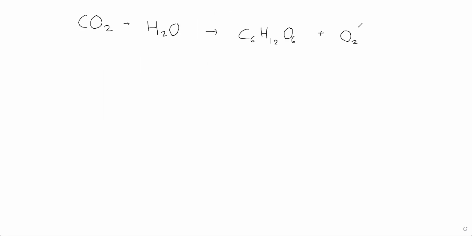So let's take a quick look at the counts and see how many of each element we have on both sides, how many of each atom. If we look at the left, we have 1 carbon. We have 2 oxygens right here, another oxygen right there. So we have a total of 3 oxygens on the left. And we have 2 hydrogens on the left. Notice how we have 1 molecule that's affected by all 3 of those elements.